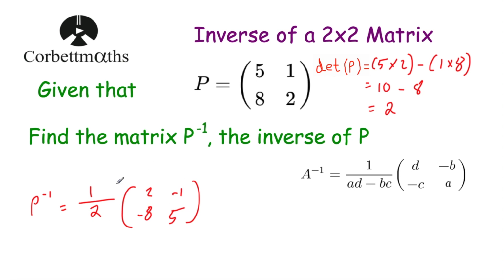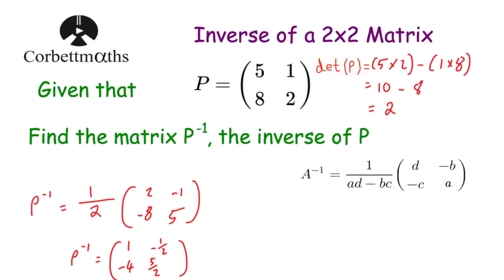Now you can, if you want to, multiply each of these elements by a half, so we could write P^-1 is equal to, and then multiply each of these by a half, because it's a half outside. So a half times 2 is equal to 1, a half times -1 would be -1/2, a half times -8, well, a half of -8 would be -4, and a half times 5 would be 5/2. So you could write it like that if you wanted to. I probably would just leave it like that.